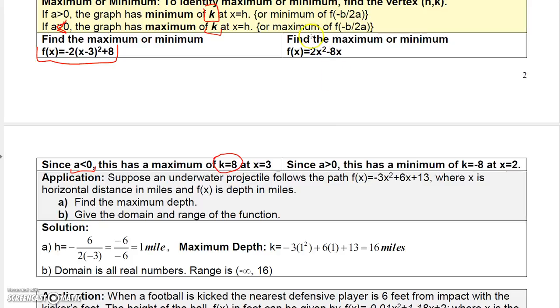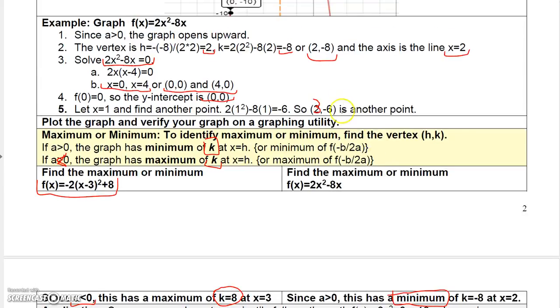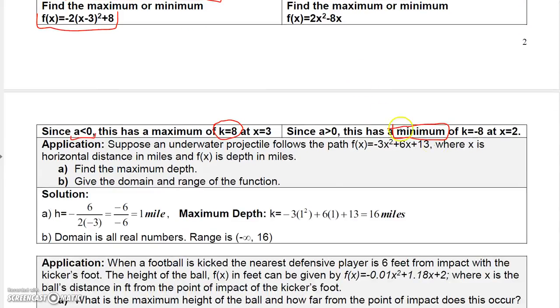And then this one, it opens upward, and so it's got to have a minimum. And its minimum is going to be the y value of the vertex, which we found up here to be negative 8 at x equals 2.